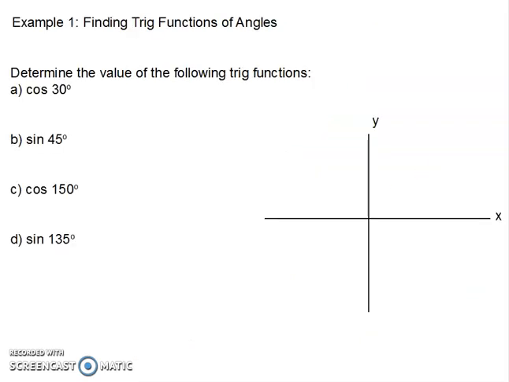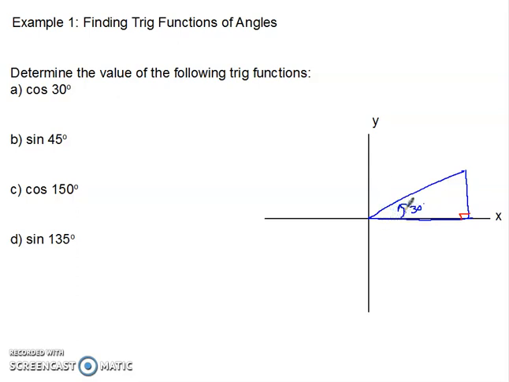So example 1, we're going to use these to determine the value of the following trig functions. So cosine of 30 degrees. I'll put this angle in standard position. So here's my initial side, and my terminal side would be here approximately at 30 degrees. So I can drop this side down, creating a right triangle. And then I can use ratios of my 30, 60, 90 triangle to determine the cosine of 30 degrees.